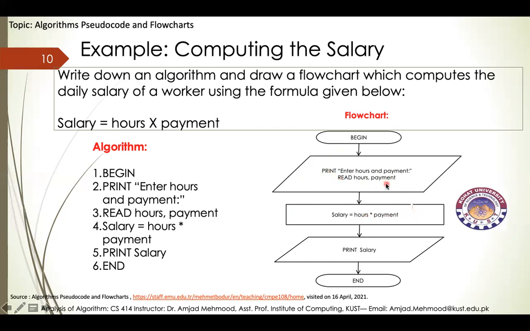Now you have hours and payment, and then both will be multiplied, and this will be stored in salary. This is called the processing symbol. And then, as this is the input output symbol, this is how you ask for inputs, and this is how you show your output, and this is how your program ends. So this is the graphical way. This is a flowchart, and this is the algorithm or pseudocode.